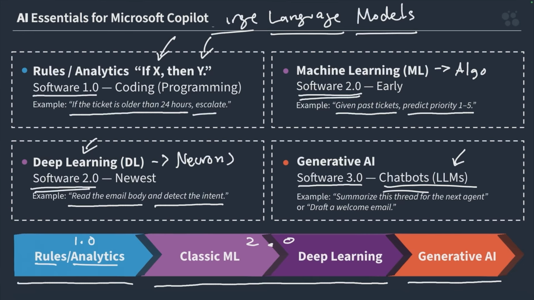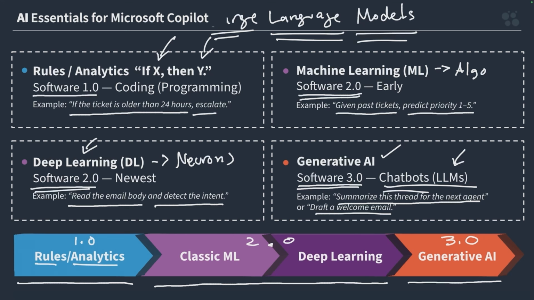And deep learning works great with large data and is great at language, and well, that's the type of model that it is, a large language model, but is very, very specific, so it fits under the software 3.0 or generative AI. So here, summarize this thread for the next agent, or draft a welcome email. These are things that you type into a chatbot, and it's great at that. So now we know that that's software 3.0.